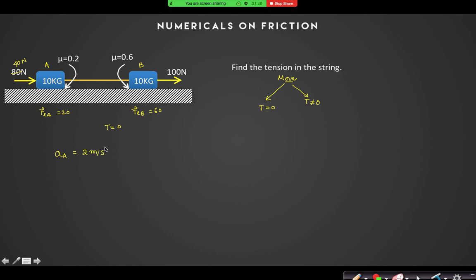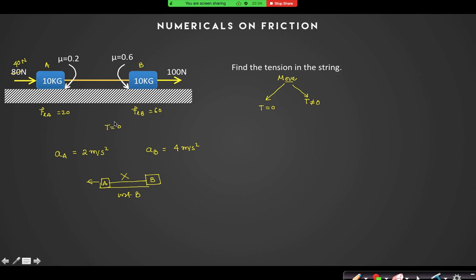2 meter per second square. And if tension is 0, what is the acceleration for block B? 4 meter per second square. If tension is 0, that will be 4 meter per second square for B and 2 meter per second square for A. Is it possible that with respect to B, A is moving in this direction? No, sir, because the string is taut. So with respect to B, this situation is absolutely not possible because they are tied with a string.